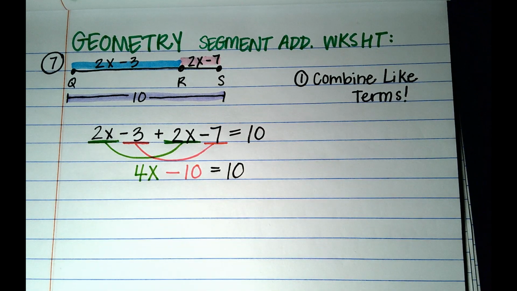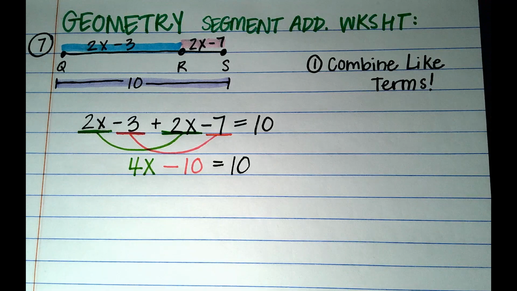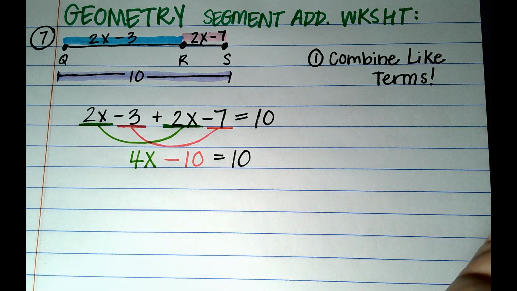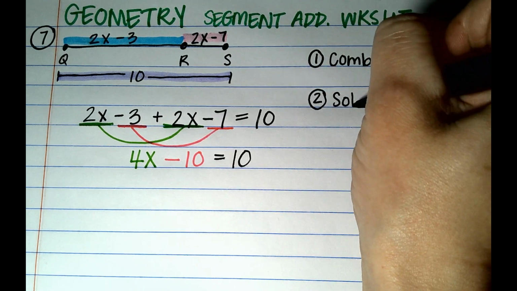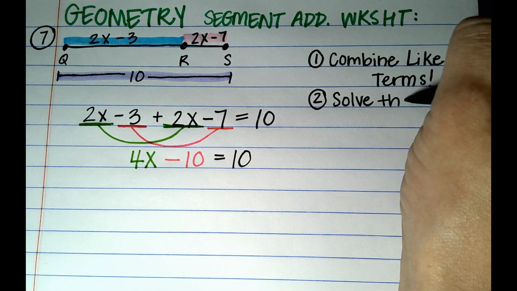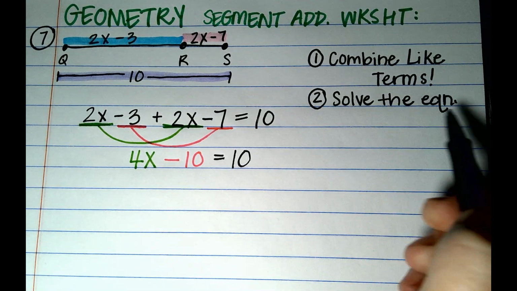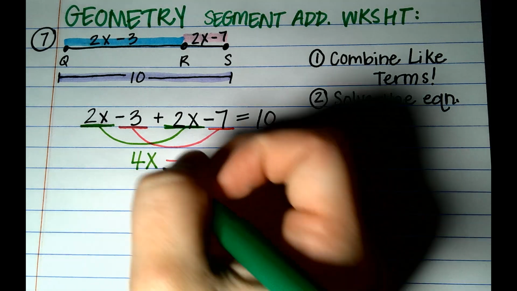Okay. You guys see where we got that? Okay, so now our equation looks a little bit less scary. Once we've combined our like terms, which we're done, there's nothing really left to combine. Now we just solve the equation. I just abbreviated that because the equation was not going to fit. So what should I do here? Good. Add 10 to both sides.